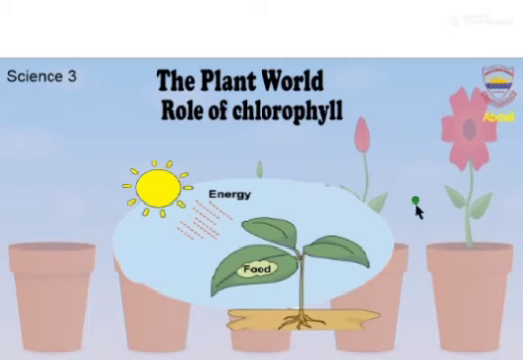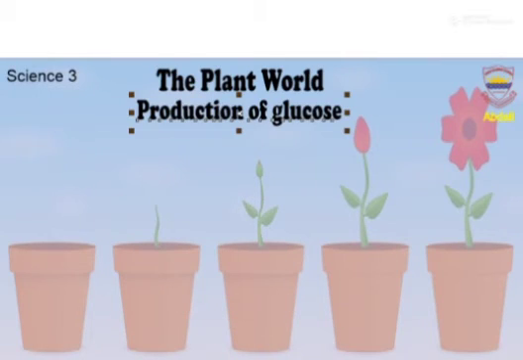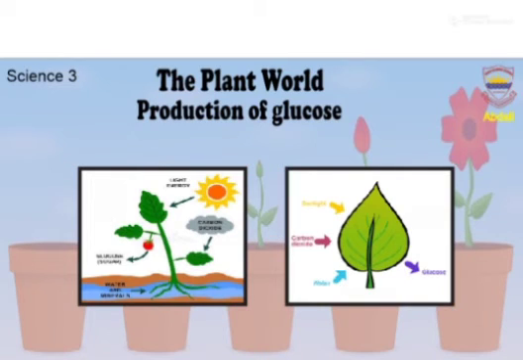Chlorophyll is a substance that is contained by the leaves. Chlorophyll changes the sunlight so it can be used by the plants. Chlorophyll is present in the leaves. Let's learn about the production of glucose. Students, let's learn about the production of glucose.